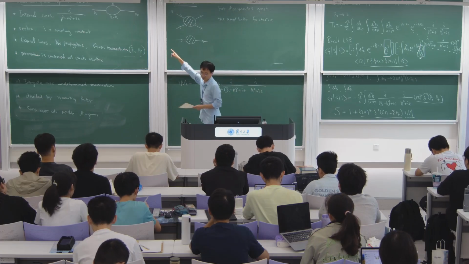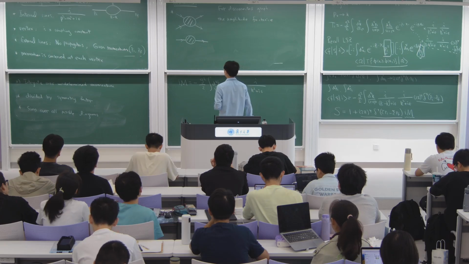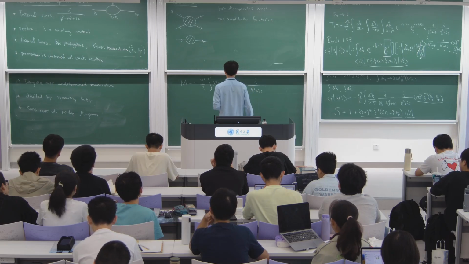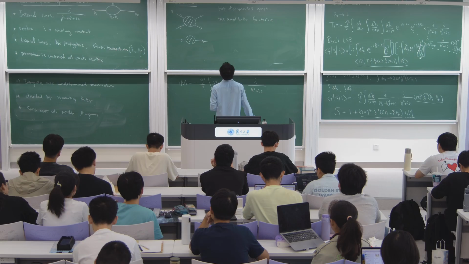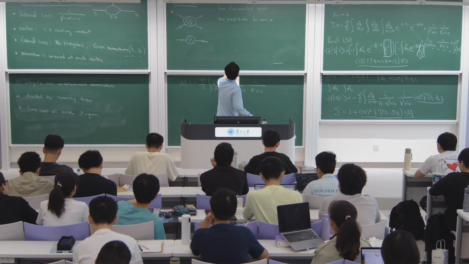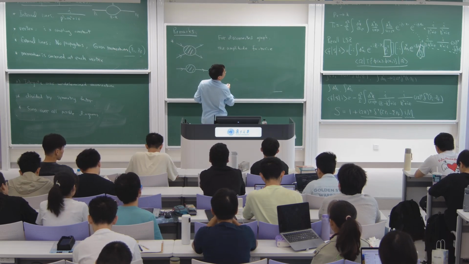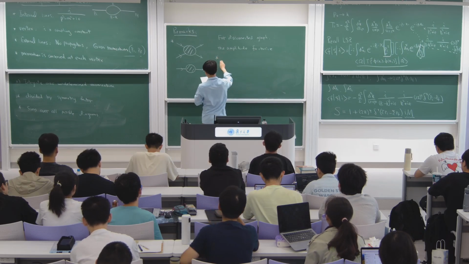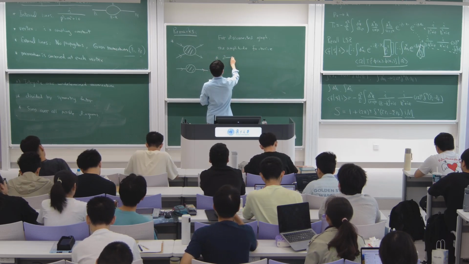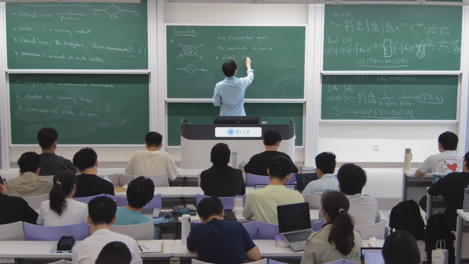So we learned how to read off the amplitude result from the momentum space Feynman rules. Now let's look at another example. Let's focus on some 2 to 2 process.